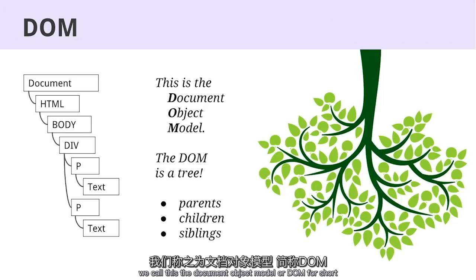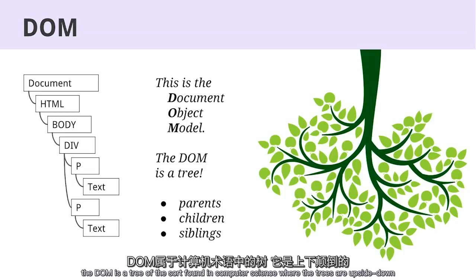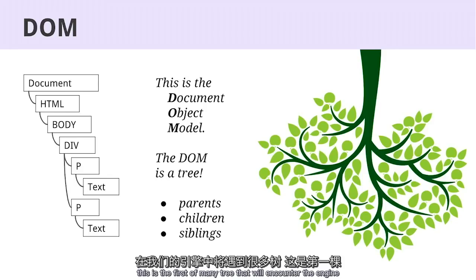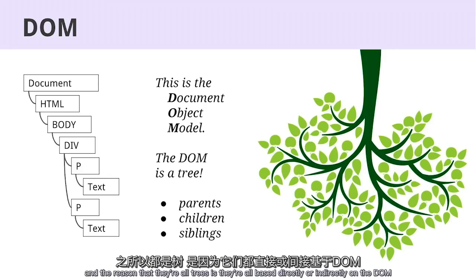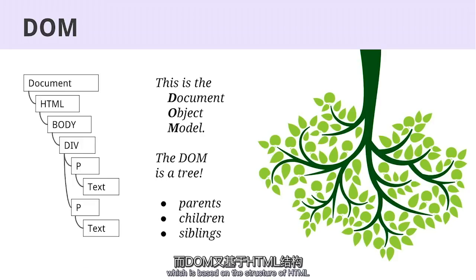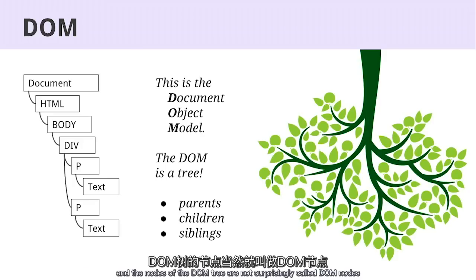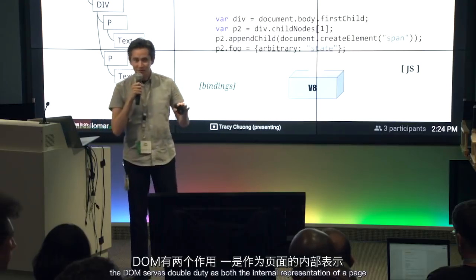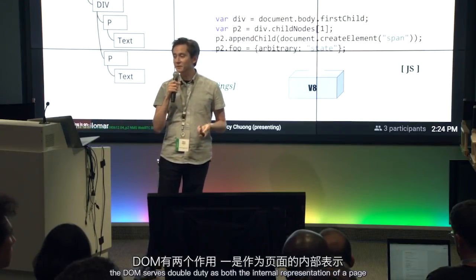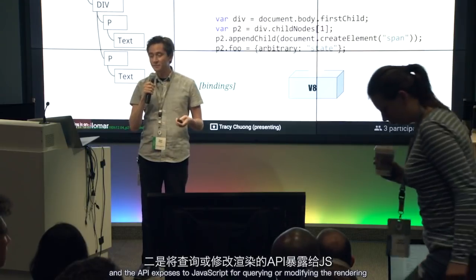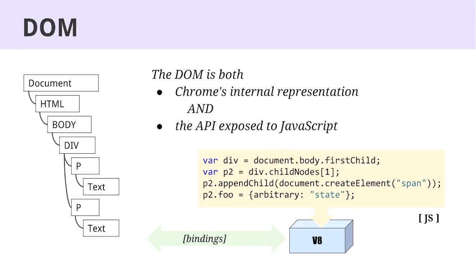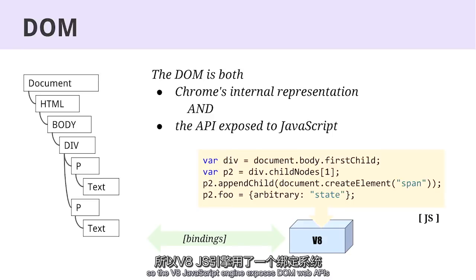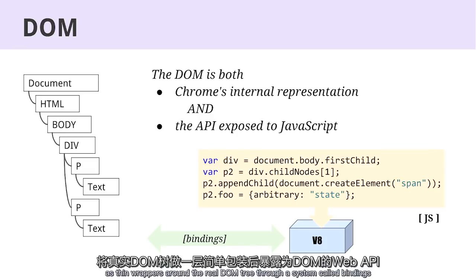We call this the document object model, or DOM for short. The DOM is a tree of the sort found in computer science, where the trees are upside down. This is the first of many trees that we'll encounter in the engine. And the reason they're all trees is that they're all based directly or indirectly on the DOM, which is based on the structure of HTML. And the nodes of the DOM tree are, not surprisingly, called DOM nodes. The DOM serves double duty as both the internal representation of the page and the API exposed to JavaScript for querying or modifying the rendering. So the V8 JavaScript engine exposes DOM web APIs as thin wrappers around the real DOM tree through a system called bindings.